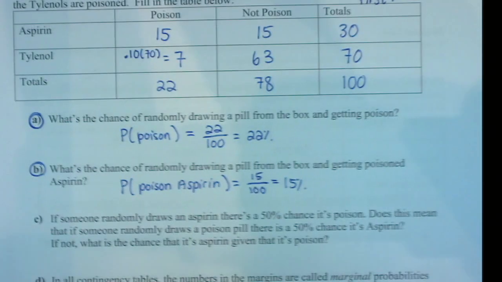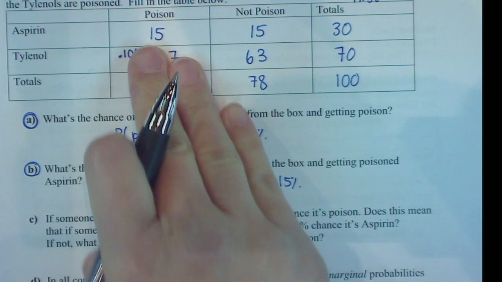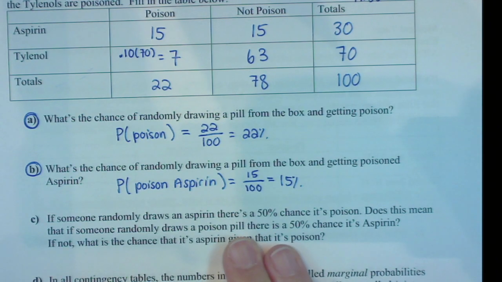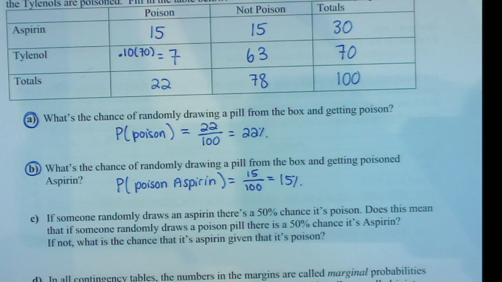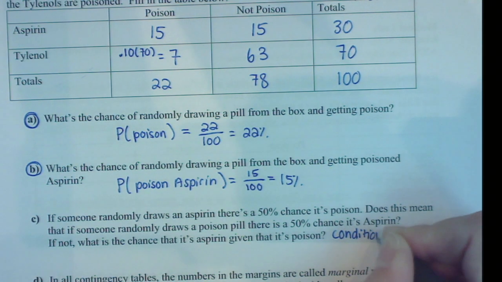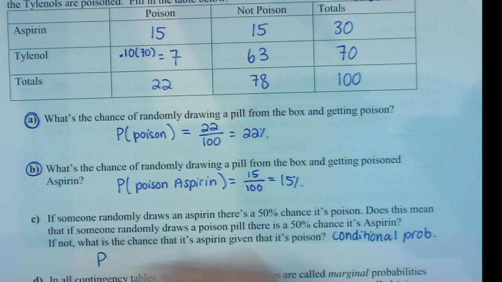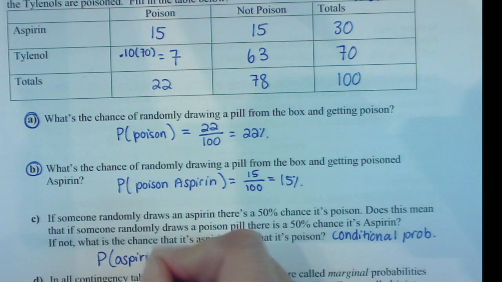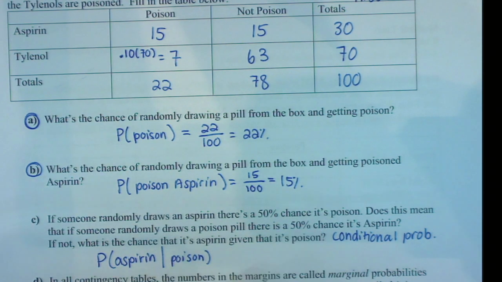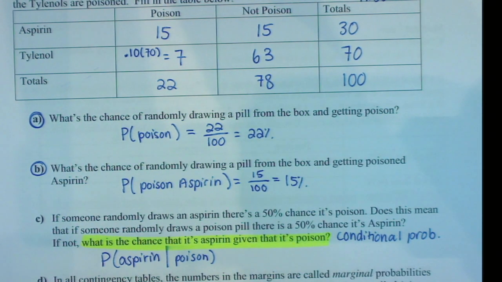A couple more questions. It says, if someone randomly draws an aspirin, so if they pick one of these 30 aspirin, there's a 50% chance that it's poison. We want to know, does this mean that if someone draws a poison, there's a 50% chance that it's aspirin? So this is a question about conditional probability, because there's a condition. We're saying, what's the chance that it's aspirin, given, the line means given, that it's poison. So here I'll highlight the question, what's the chance that it's aspirin given that it's poison?